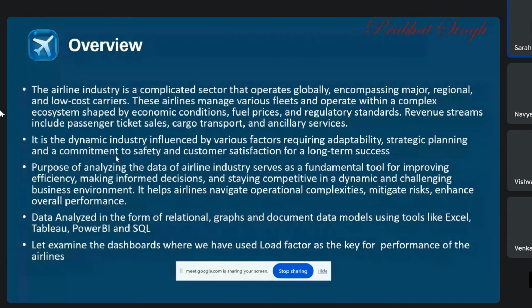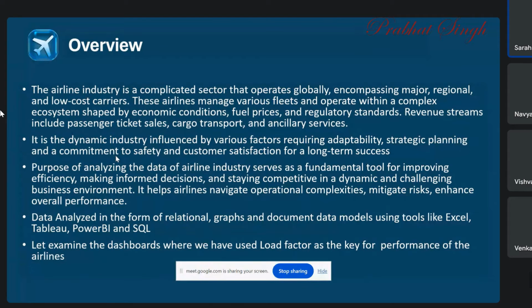The purpose of analyzing the data is that it serves as a fundamental tool for improving efficiency, making informed decisions, and staying competitive in this challenging business environment. It helps airlines navigate operational complexities, mitigate risk, and enhance overall performance.